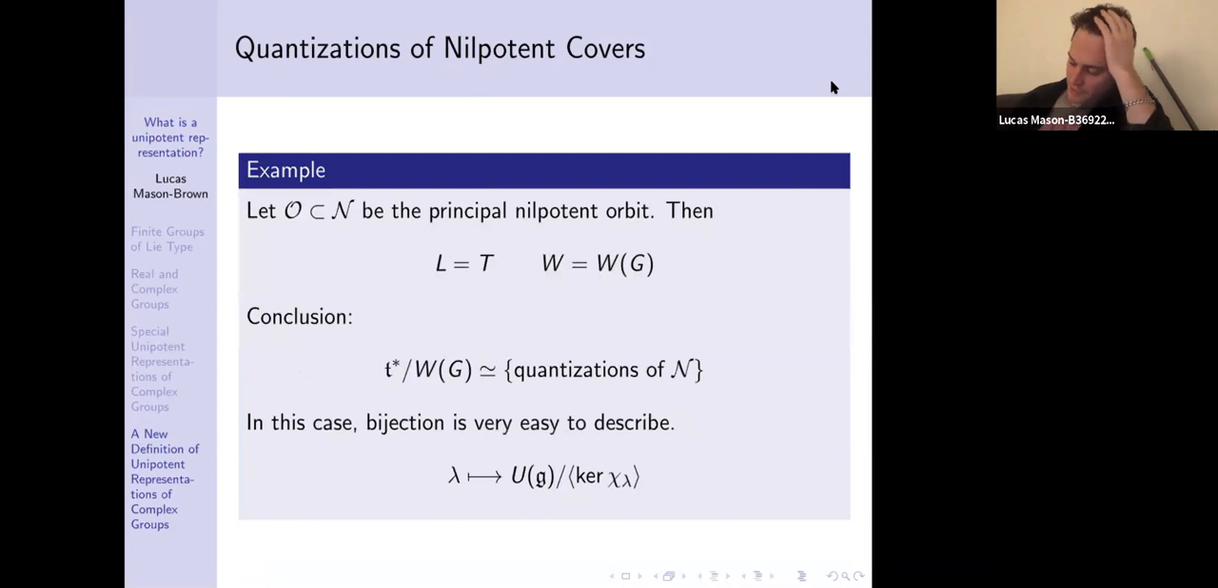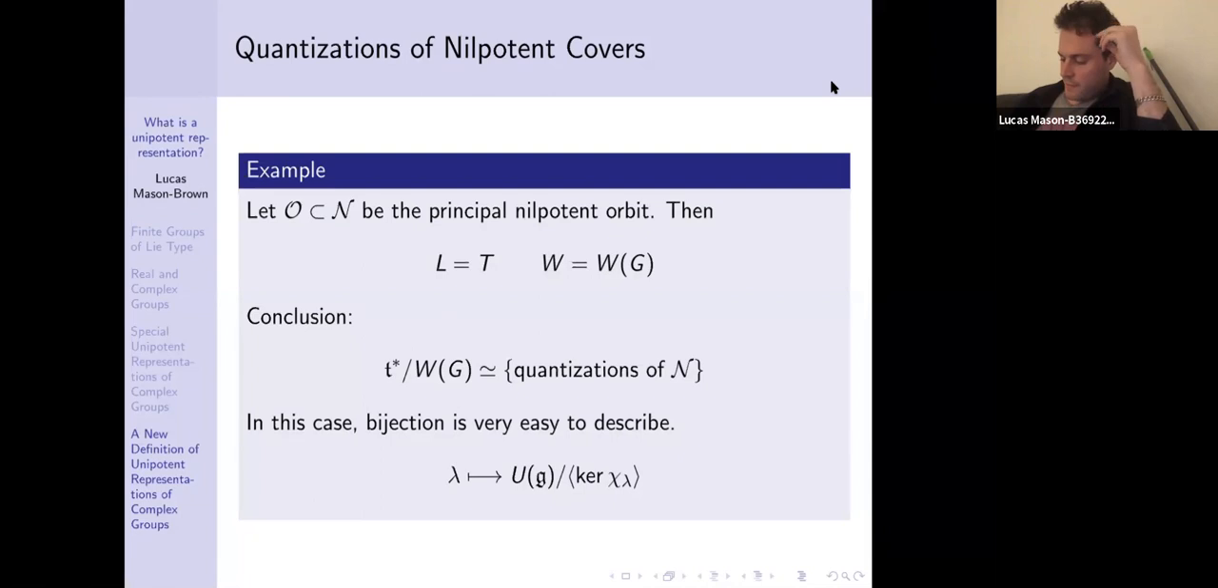So let me give just a few examples of this parameterization. If O is the principal orbit, then the Levi in question is the maximal torus, and the Coxeter group in question is the Lie theoretic Weyl group for G. And so the conclusion is that quantizations of the nilpotent cone, filtered quantizations of the nilpotent cone, are parameterized by Weyl group orbits on T star.